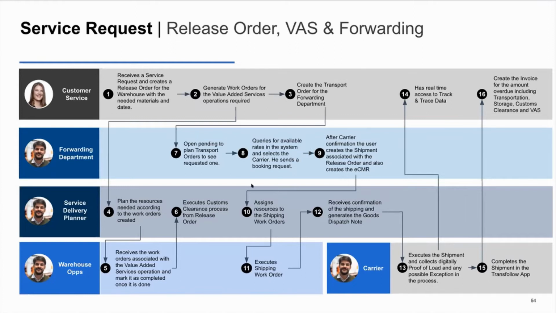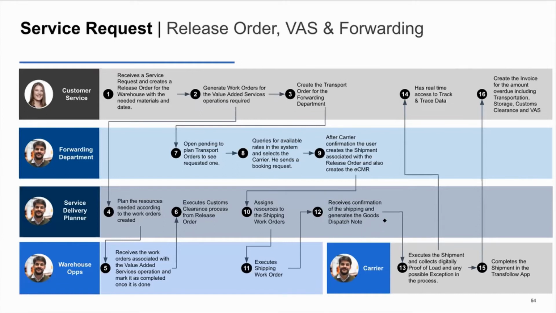Anyway, after creating the CMR, I'm on step number 9. I'm going to take over as a service delivery planner. I'm going to assign resources to the shipping work orders that have been created on shipment generation. Then I'm going to execute the shipping work order. And I'm going to create the goods dispatch note.